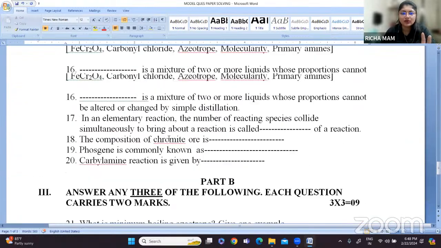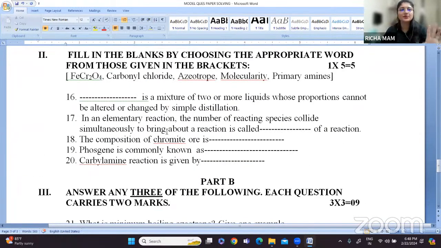So quickly we'll solve the fill in the blanks also. Next is the fill in the blanks part. 5 questions, 5 marks. Fill in the blanks by choosing the appropriate word from those given in the bracket. In the bracket, the answers are already given. Whichever correct answer is there for that blank, you have to give. I'll quickly read out, and you give the answers.